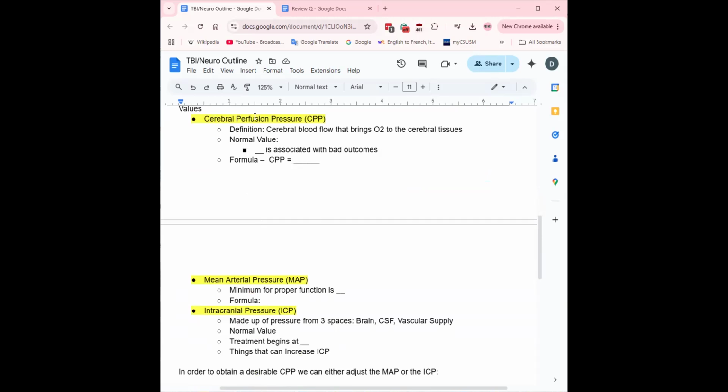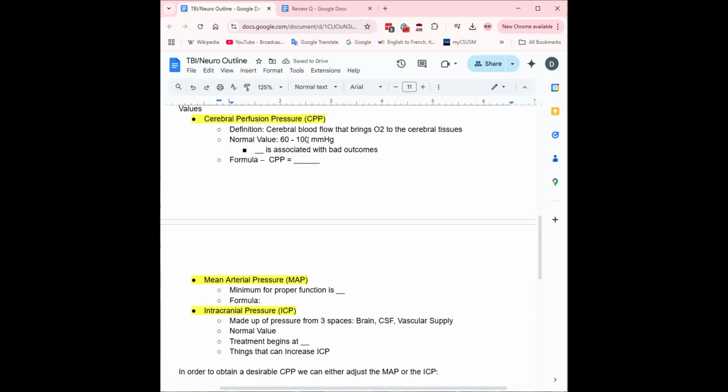So your cerebral perfusion pressure, I put the definition down. Cerebral blood flow that brings O2 to the cerebral tissue. So that makes sense. It's the pressure, it's the amount of blood, it's vascular. So what is the normal value for the CPP? And like I said again, don't focus too hard on the anatomy part of it. It's really not. It's just not. Yeah, that's the nice thing. 60 to 100. So 60 to 100, like you mentioned, that's your normal value.